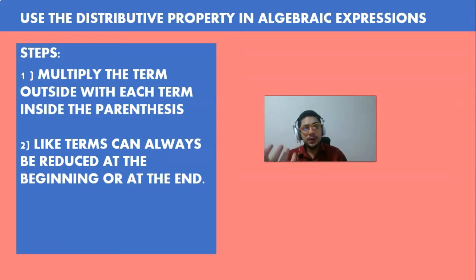If you have 3B plus 4B, that is going to be 7B. If you have minus 5C and you have plus 3C, that is going to be minus 2C, right? So you always have to remember to reduce like terms, right? So let's give it a shot.